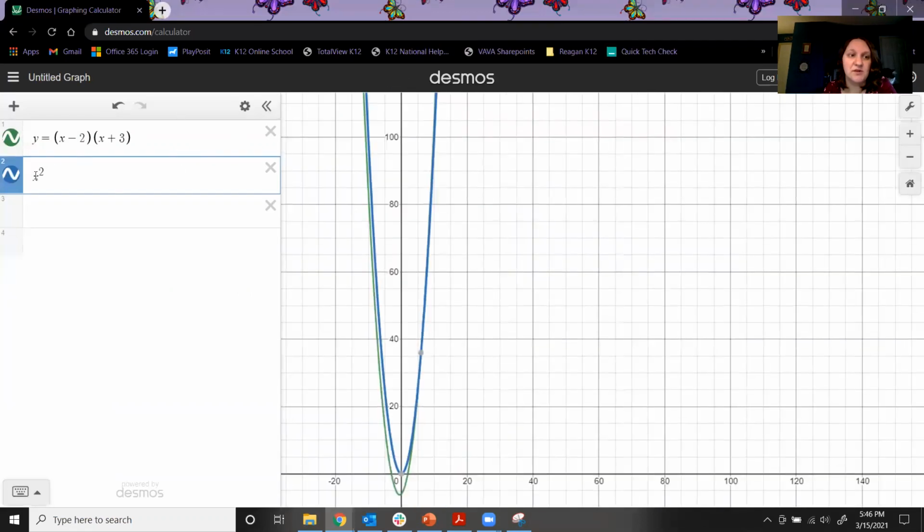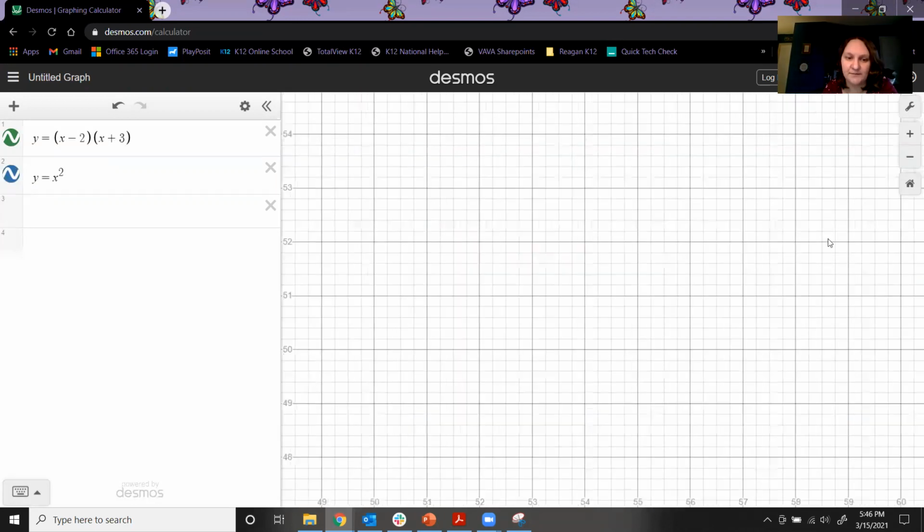The other way that you could solve this is using Desmos. What you'll do is you will make one equation the left side, so we had the x minus 2, x plus 3, and you'll make the second equation the right side of the equation, x squared. Where these two functions intersect each other, it will be our answer. So when you click, you see that they intersect at 6, 36. And if you don't see that right away here, you can zoom in to see that.